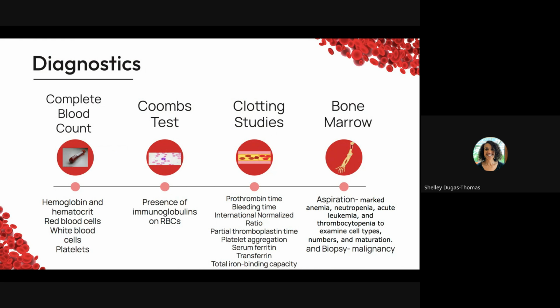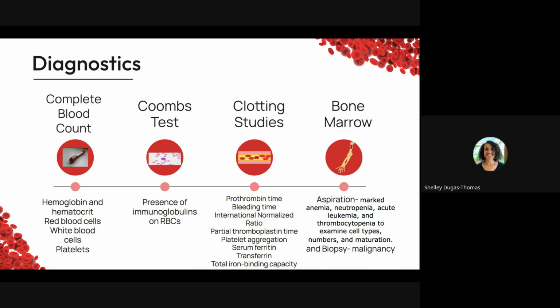A direct Coombs test detects the presence of immunoglobulins, antibodies, on the surface of red blood cells that develop through sensitization to antigens such as Rh factor. This test is performed to diagnose hemolytic disease of the newborn, to investigate hemolytic transfusion reactions, and we'll talk a little bit more about that later, and to aid in the differential diagnosis of hemolytic anemias.